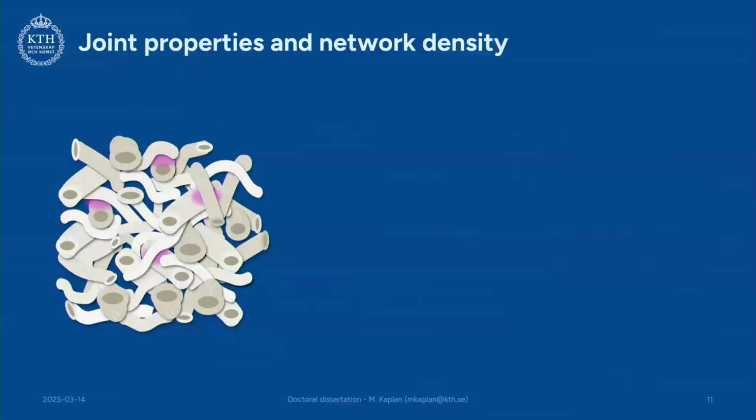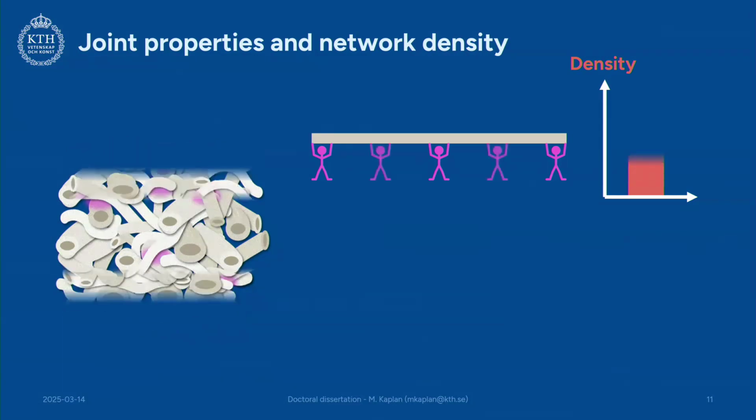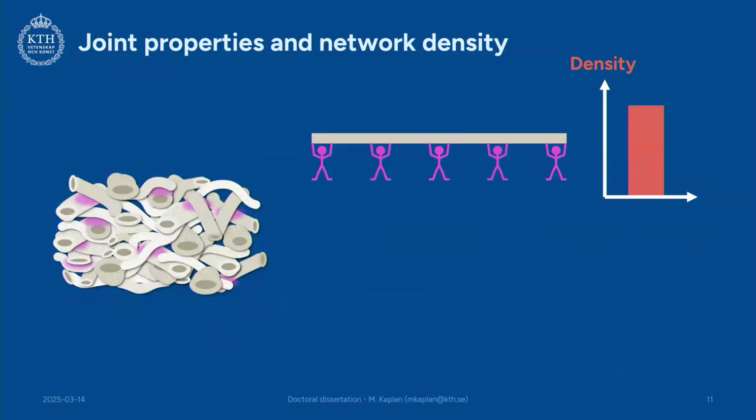So the next part in my thesis is about the joint properties and network density. What you see here is an illustration of a cross-section of a fiber network material. And when we press it to a certain density, we will have a certain number of joints that hold the forces, the load together. So you can imagine it's like several people holding something together. And when we increase the density by pressing it, we will increase the number of joints and you will have a stronger network because there are more joints sharing the load.